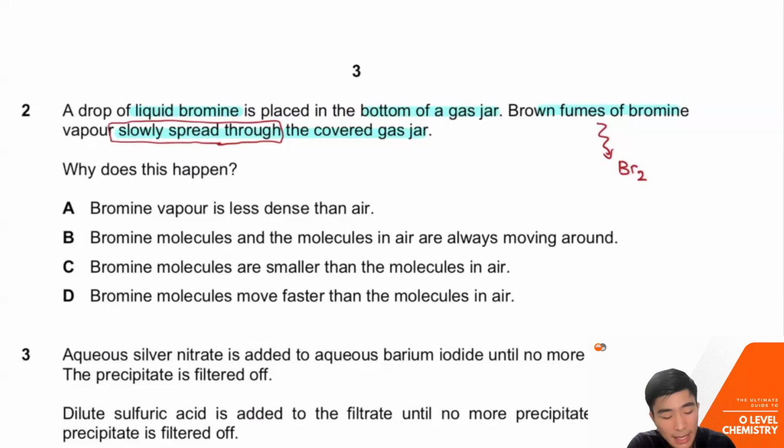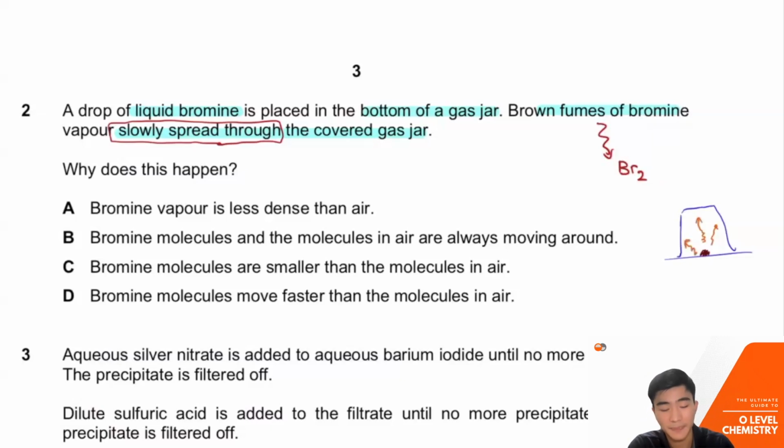Because there is bromine over here, you put liquid bromine, what happens? It vaporizes to become Br2 gas at the bottom of the glass jar. So imagine this is my table, and I have a glass jar that's inverted. I put a drop of brown bromine over here. What will you see? You will see that there will be fumes of bromine travelling up.